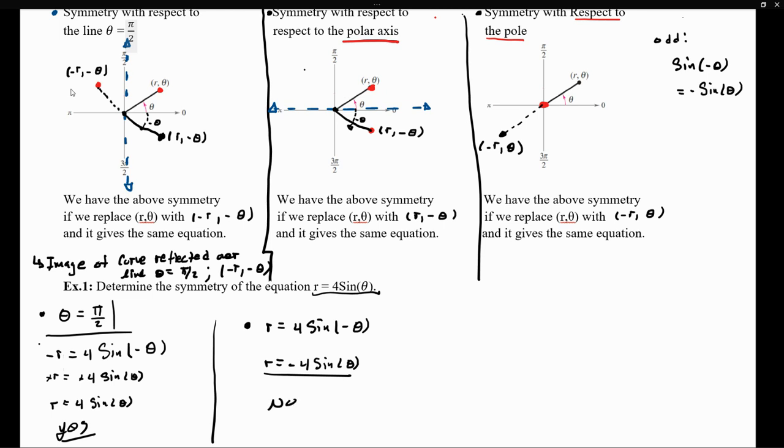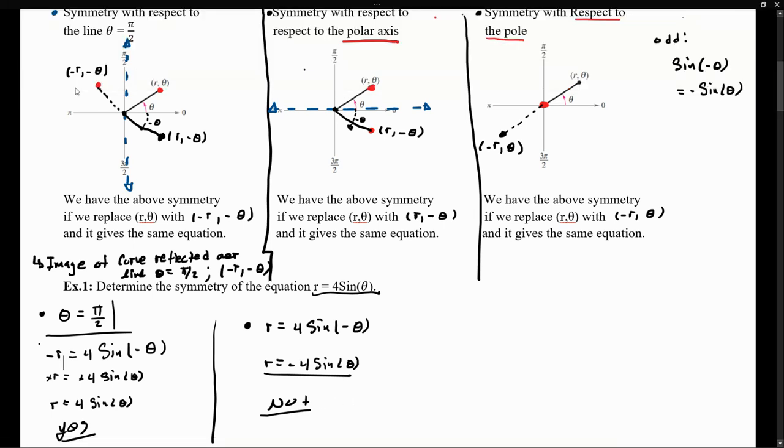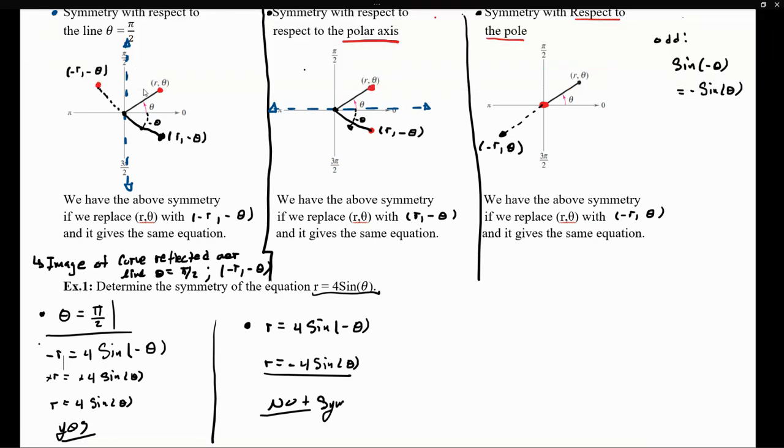So therefore, this equation, 4 sine of theta, is not symmetric, I'm sorry. So this equation is not symmetric over the polar axis.